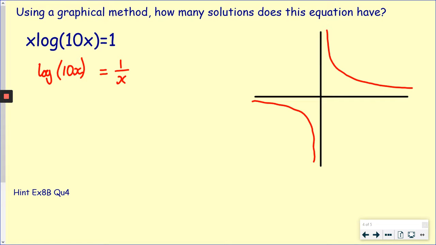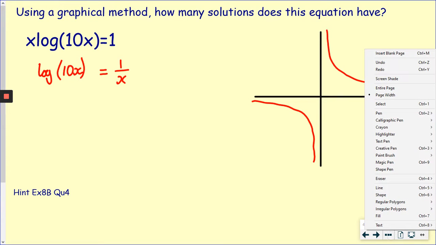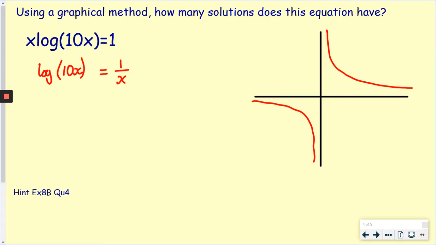Okay, and the log 10x, let's just change the color. So this is going to be a green graph over here. We can guess it's going to look something like this because the log graph didn't really change that much. But we're going to need to use transformations of functions to know exactly where it passes through here. So we've kind of already answered the question. It's only going to have a single solution, one solution.